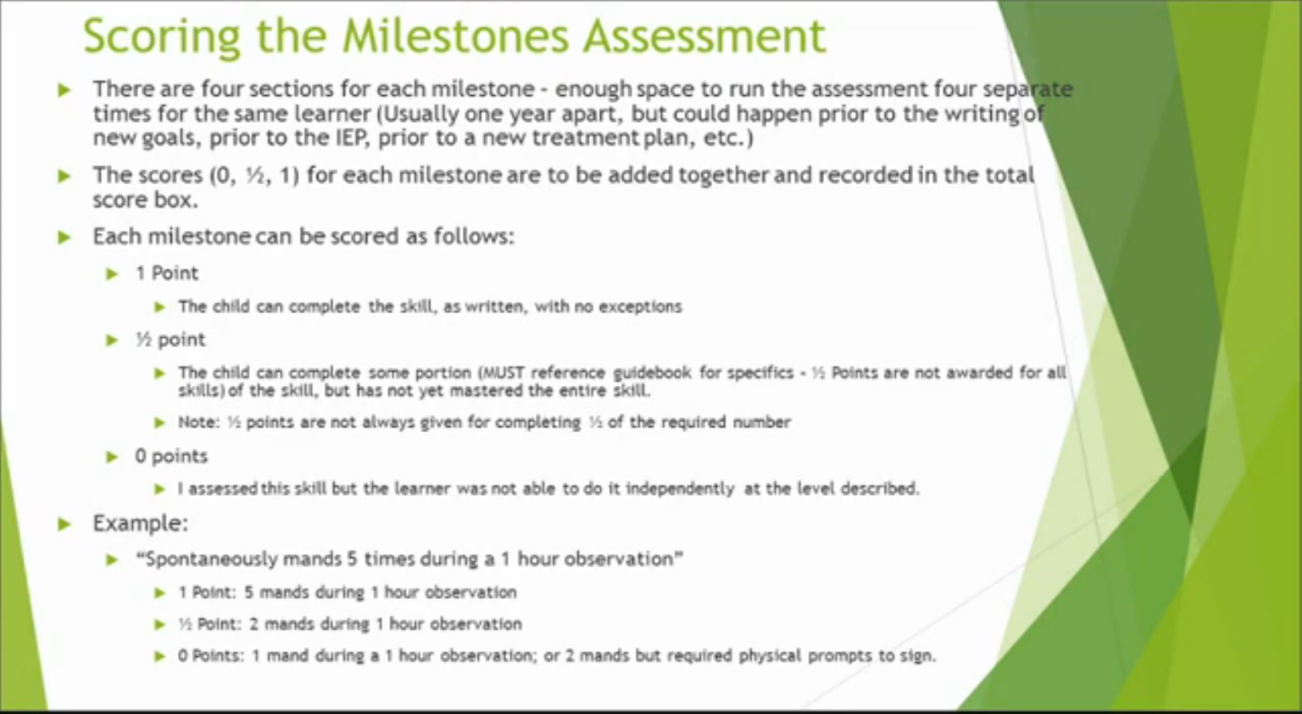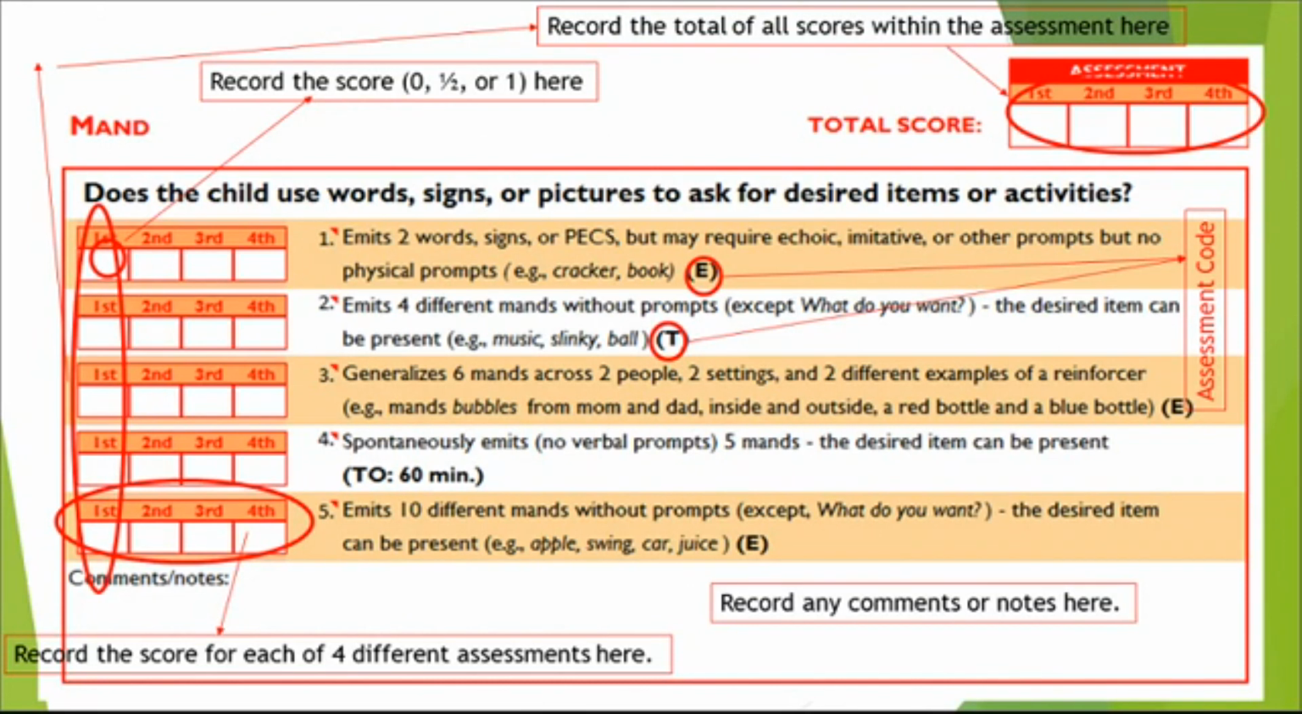The score for each of these milestones is either a zero, a half point, or a 1, and they are added together and recorded in the total score box.